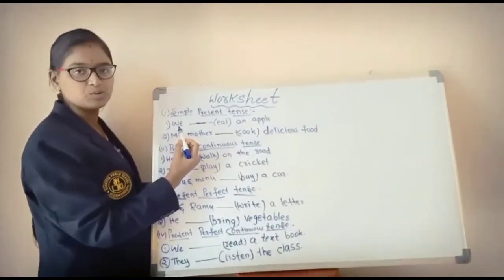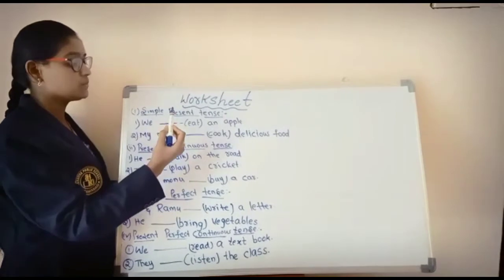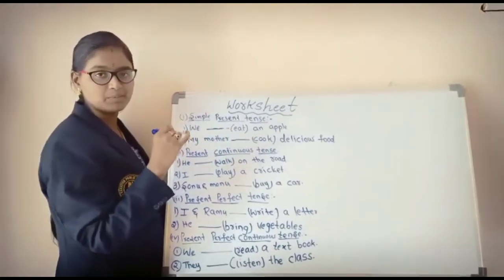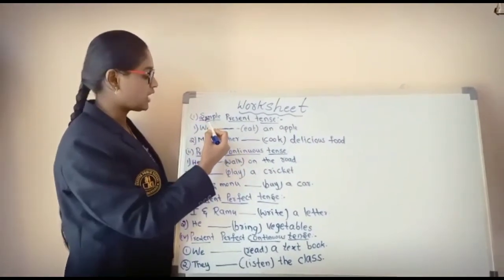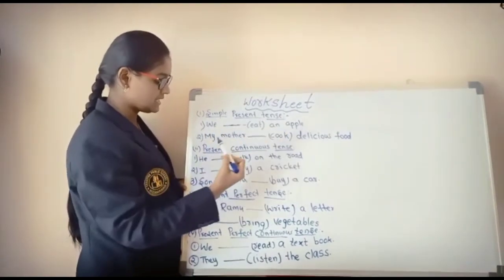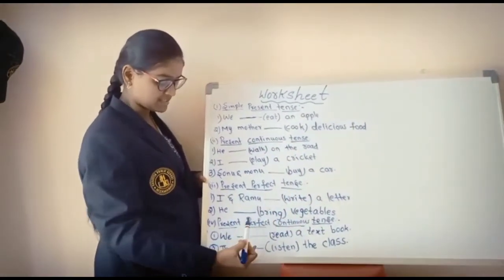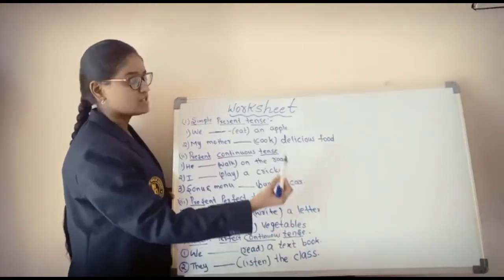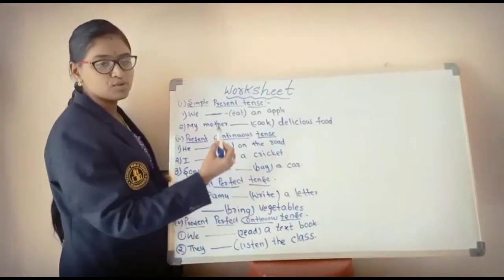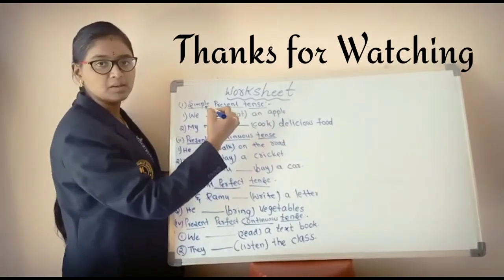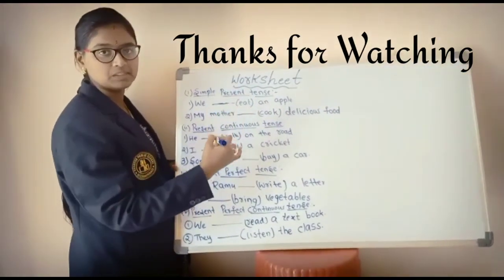Yes children, up to now we discussed about present tense and four subtenses. In the present tense we have four subtenses: simple present tense, present continuous tense, present perfect tense and present perfect continuous tense. You read the structures of four subtenses and you answer the blanks whatever I gave in the worksheet.